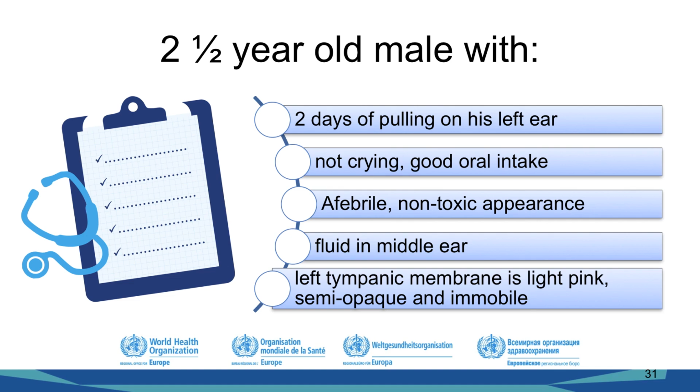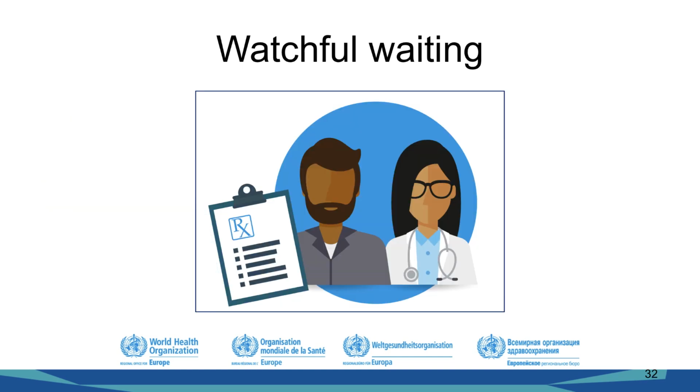On physical examination, he is afebrile, alert, and all other vital signs are normal. Upon pneumatic otoscopic examination, his left tympanic membrane is light pink, semi-opaque, and immobile. It is mildly bulging. How would you manage this patient? A reasonable approach would be watchful waiting. This patient's most likely diagnosis is non-severe acute otitis media. His only symptom is ear pulling, and he has no severe signs on examination.